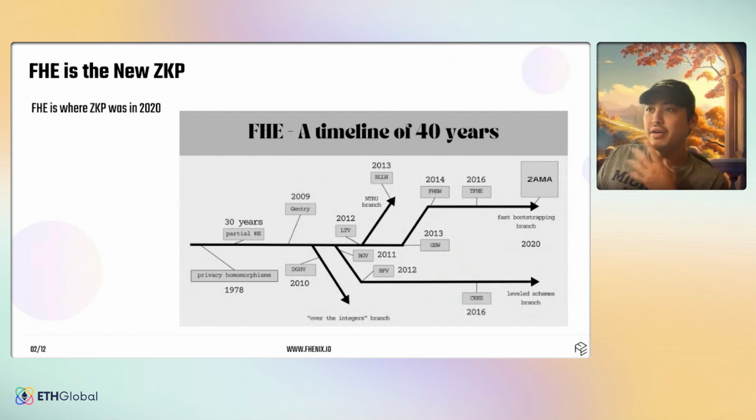Here's a timeline of the last 40 years. Privacy homomorphisms have existed for decades. However, in 2009, Craig Gentry changed the game with the introduction of something called bootstrapping, which is a way to handle the noise, because FHE uses noisy encryption. So basically, bootstrapping allows you to reset it. I'm not going to go too much into the details here, but if you have any specific questions, please reach out.